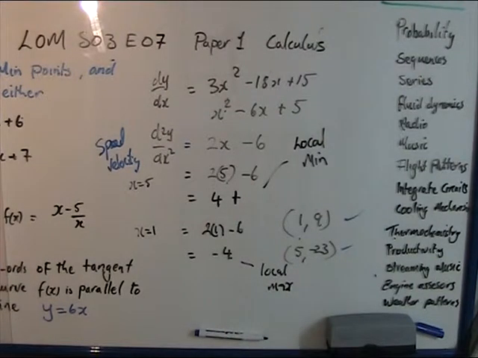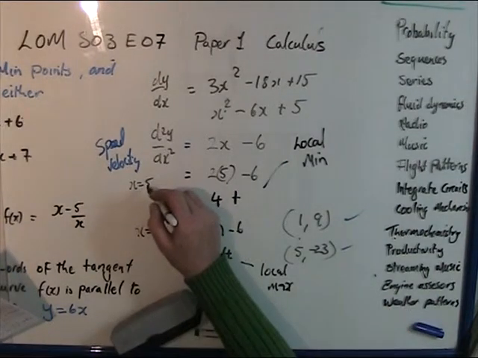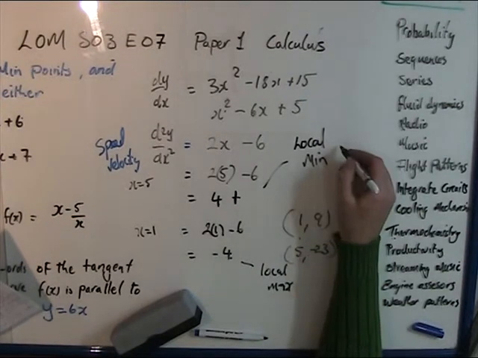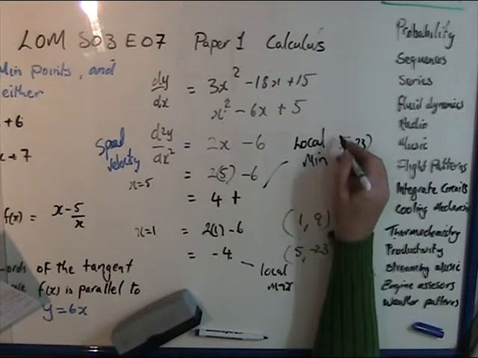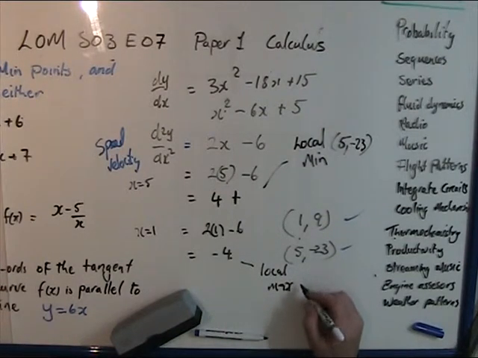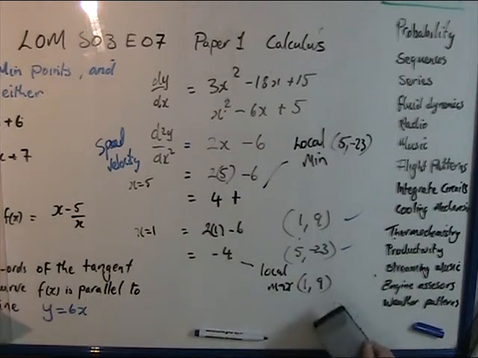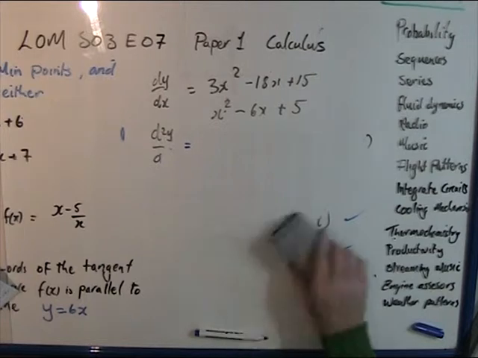Okay, now I can say that the point (5, -23) is a local minimum point. And the local maximum point, which became out of -4, was (1, 9). Now this is kind of a bit confusing, but anyway, there are the results, and I'll just recap that again.